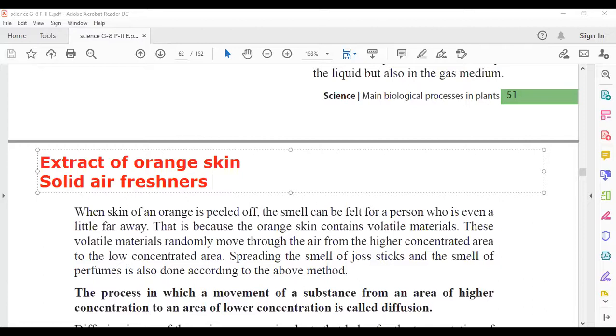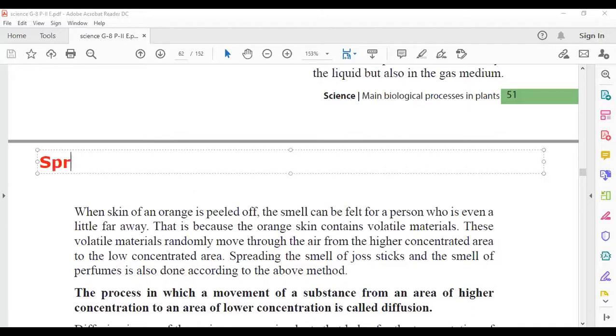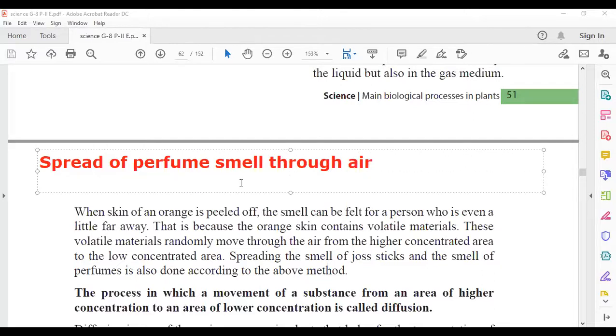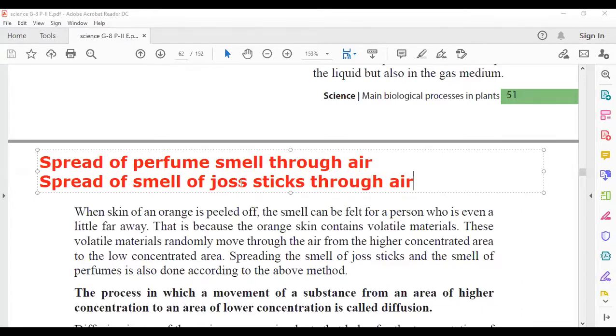Okay. Next, write two examples to show that particles can diffuse through gases. The one is the spread of perfume smell through air. Correct? Yes, sir. The other, the smell of incense sticks spreading through air. You know incense sticks? When you burn and keep it, the smell is spreading. Am I right?